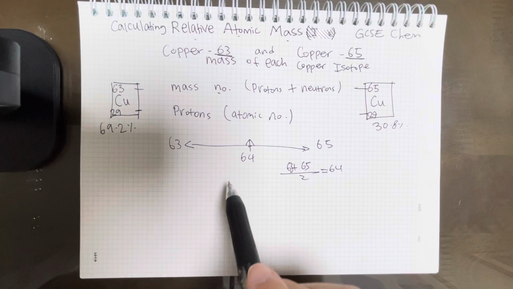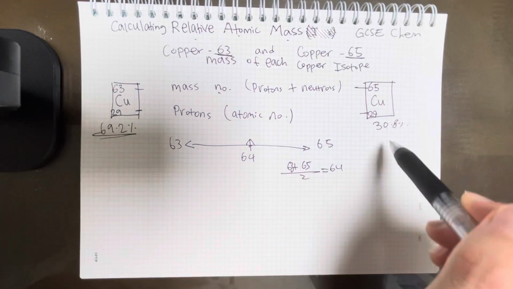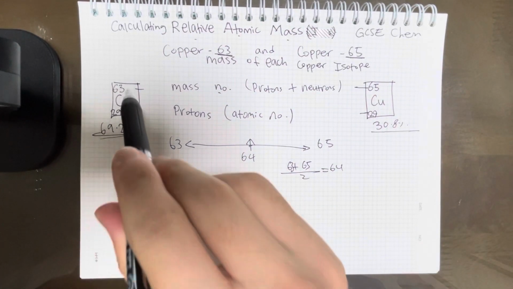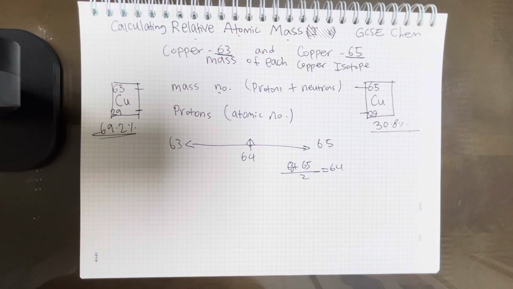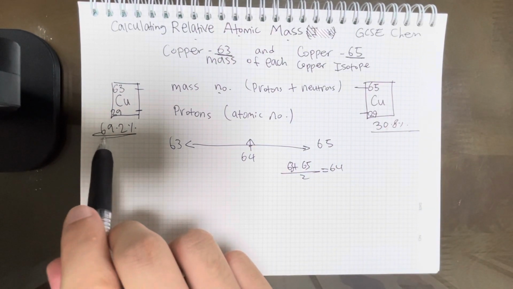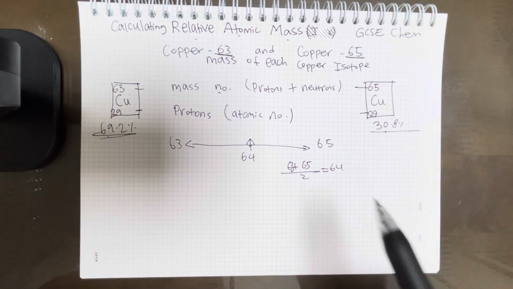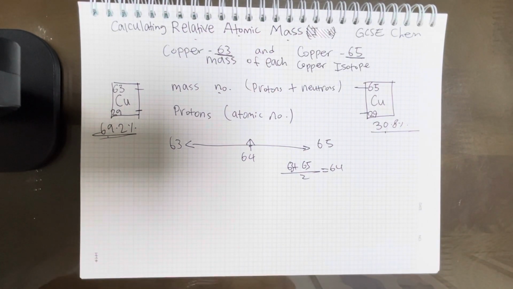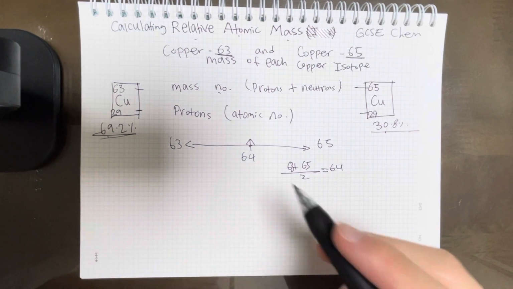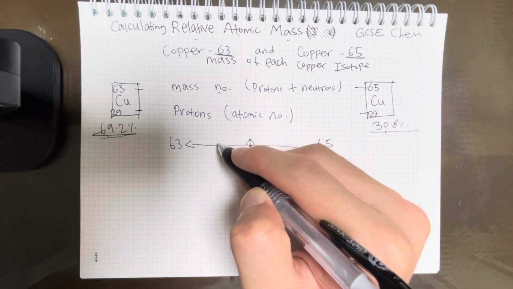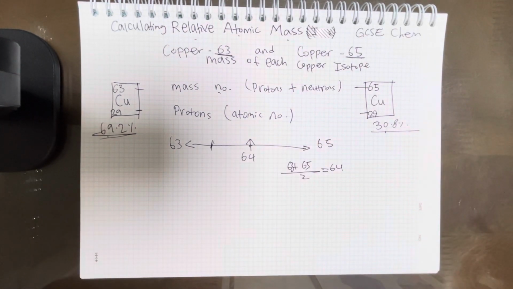However, what we didn't account for is the abundance of each copper atom. There are way more copper 63s than copper 65s. 69.2% chance compared to a 30.8% chance, right? There's a much higher chance of it being copper 63. So on the number line, it must be closer to somewhere around here, right? We're not going to guess our answer for your GCSE exams, are we? So how do you calculate it?